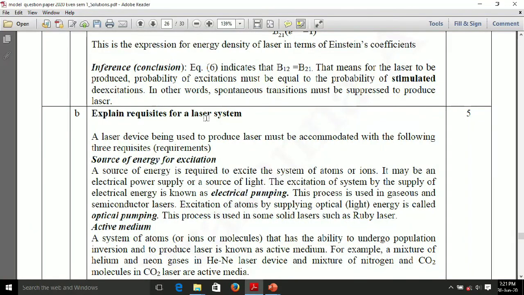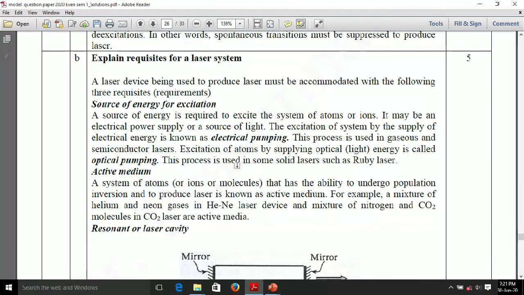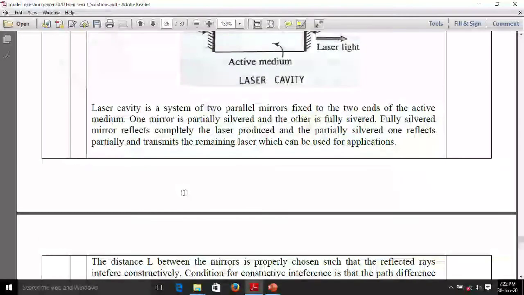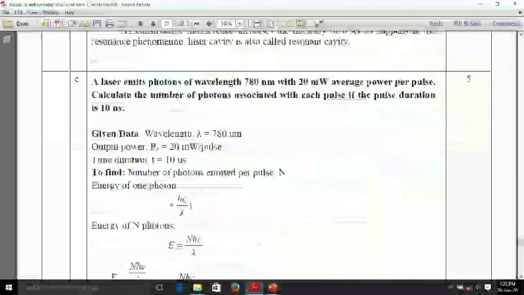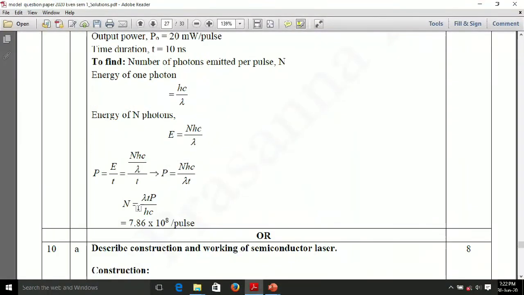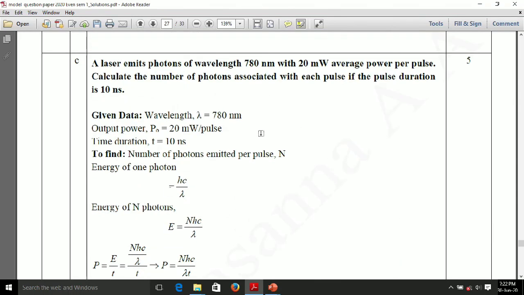And in this question, requisites for a laser system. And some students have a confusion between requisites and conditions. Conditions means population inversion and the metastable state. But requisites are the additional parameters required or the infrastructure required for a given laser system, for producing the laser. They are source of excitation, active medium and resonant cavity. These 3 points to be discussed for requisites. And you need to solve the problem using this N equal to lambda P t by h c formula for this equation.